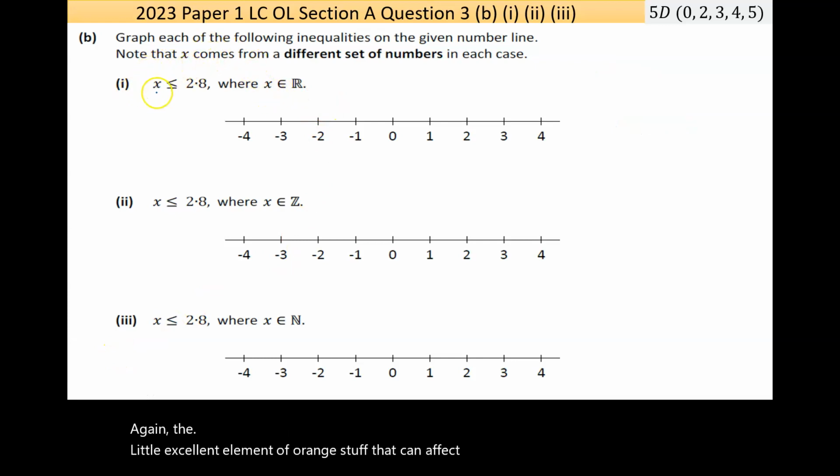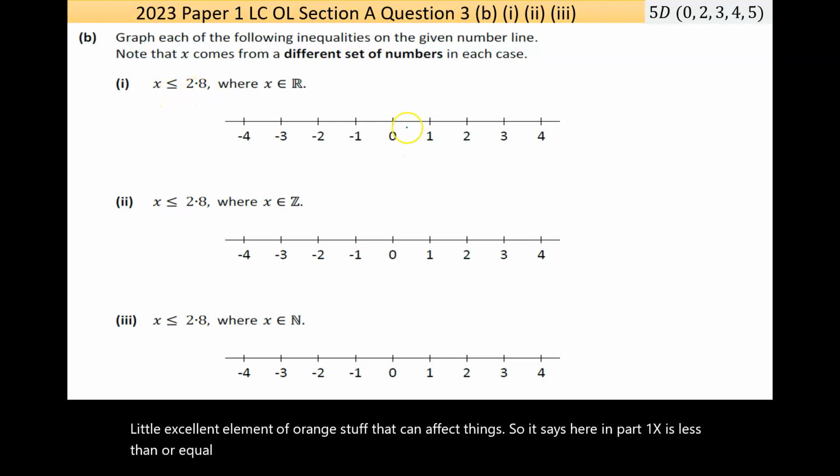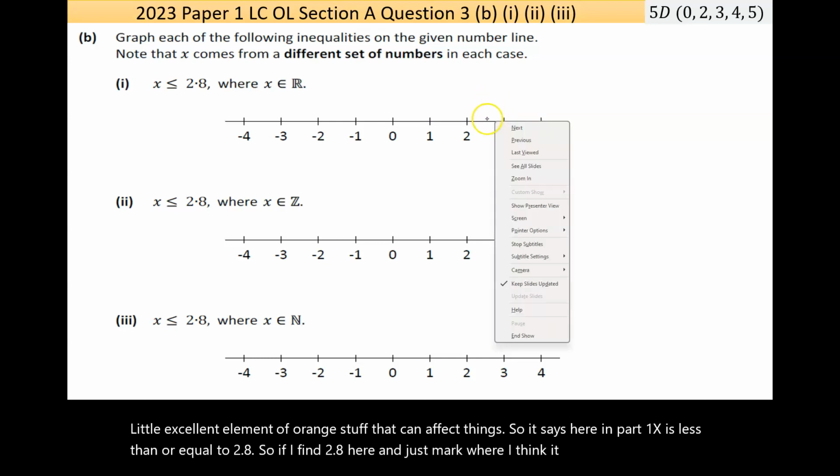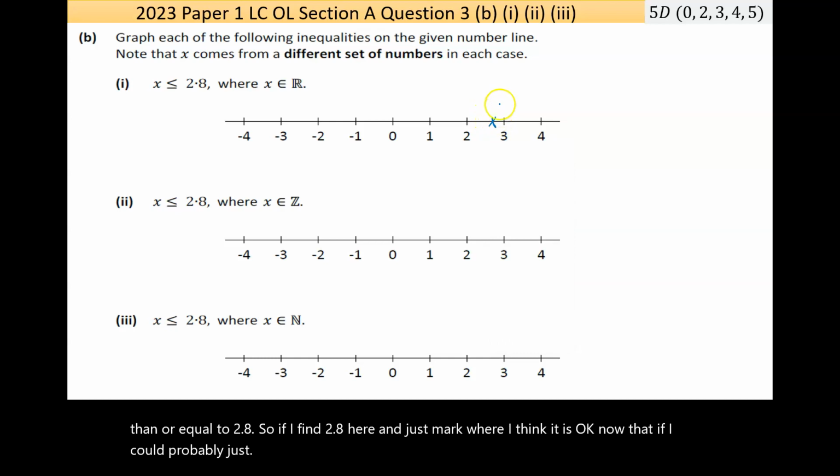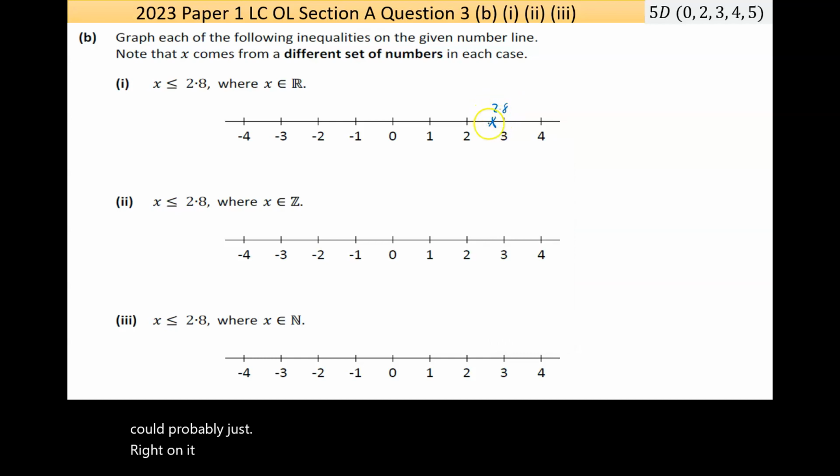So it says here in part 1, x is less than or equal to 2.8. So if I find 2.8 here and just mark where I think it is, I could probably just write on it, 2.8, that's going to get you something.